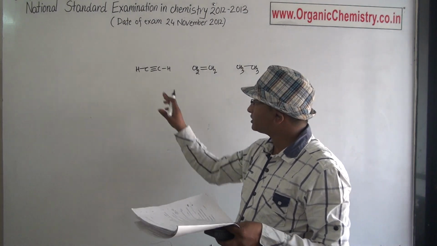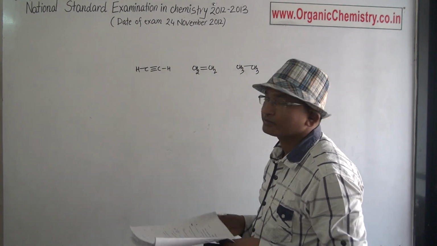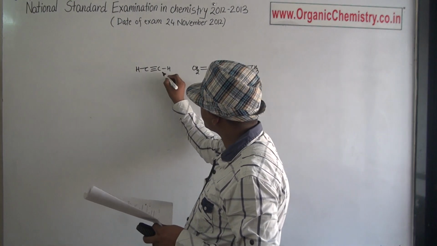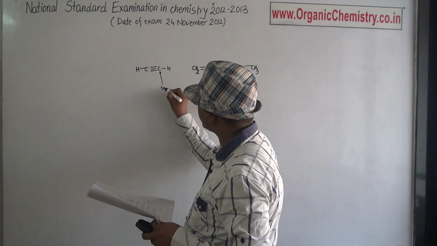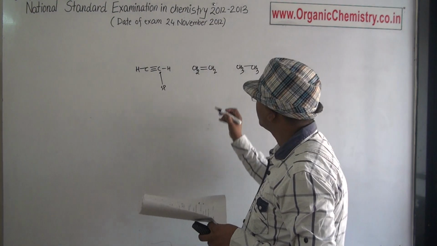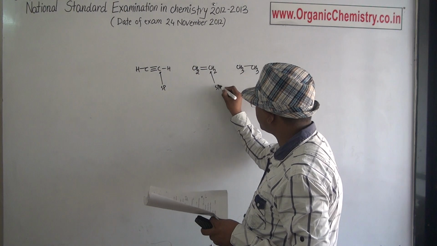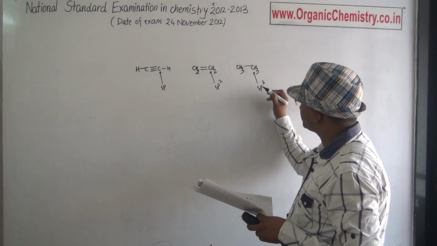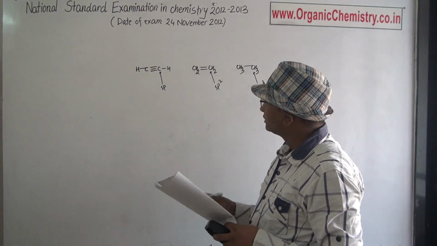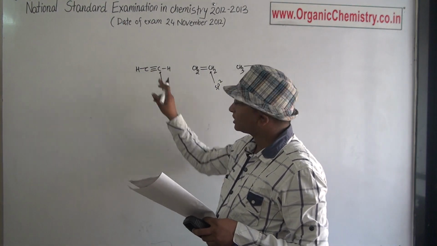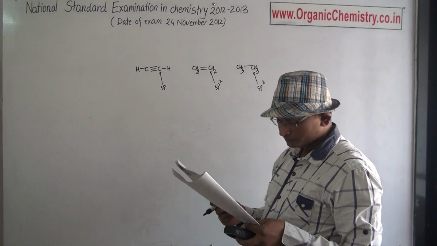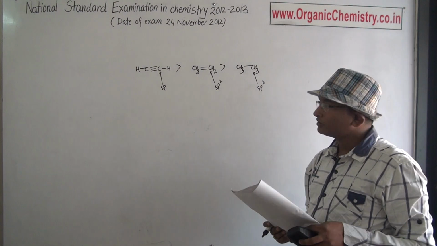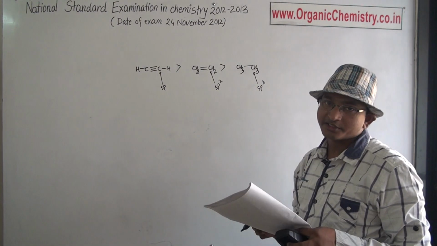That means they change only this particular part and arrange in question B. When you carefully analyze the hybridization of this carbon, it is sp. The hybridization of this carbon is sp2. And the hybridization of this carbon is sp3. So the electronegativity of this carbon is highest. Therefore, the answer will be first triple bond, followed by double bond, followed by single bond.